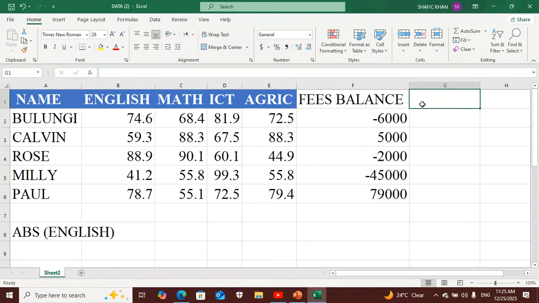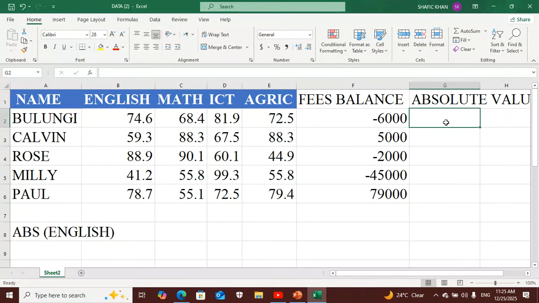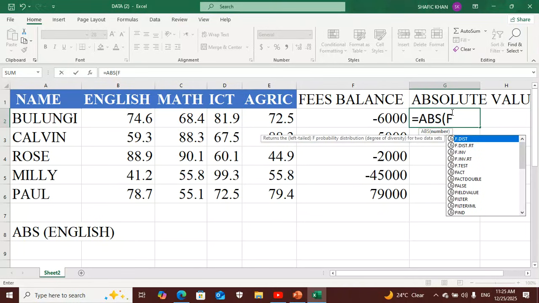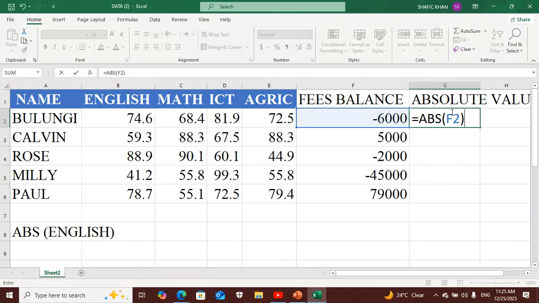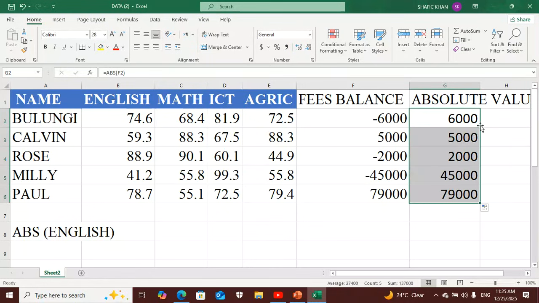Let's try it from here, and we shall talk about the absolute. This is the absolute value we're trying to find from here, and the formula will be equals ABS. Okay, this is the formula. Then you're computing in F2, close our bracket, and you press enter. It is just the opposite. This figure is a negative, its absolute is a positive, and when you try to run it, this is what we definitely get.